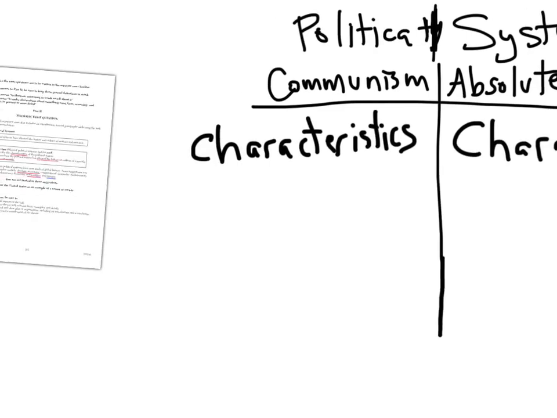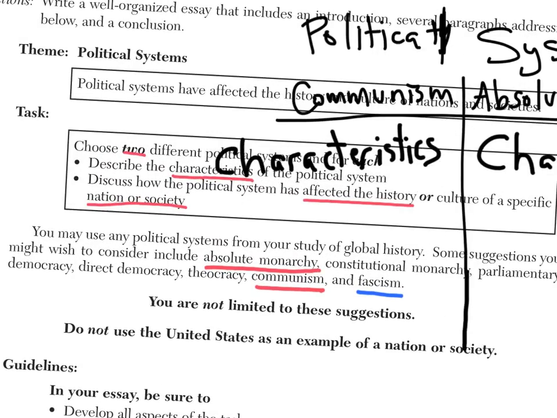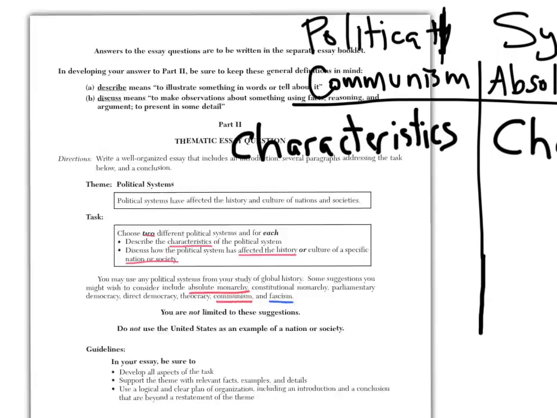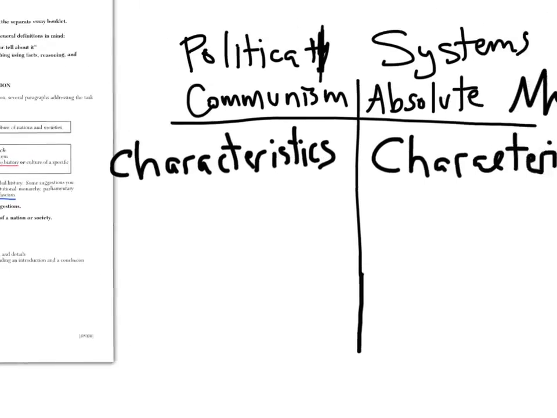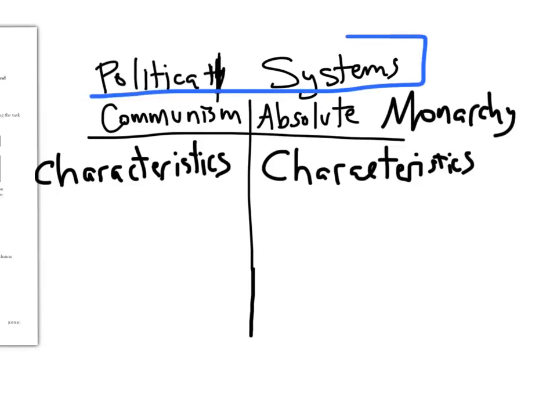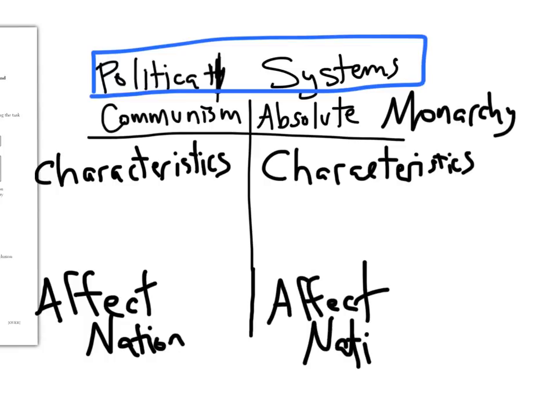And what else do we have to do? We have to talk about one more thing. We've got to talk about how it's affected the history or culture of a nation or society. So let's shrink this down and think about how we're structuring this. Again, we're talking about political systems, communism versus absolute monarchy, characteristics, and then how it's affected the nation or history. How did it affect the nation or history? Affect nation or history. All right.